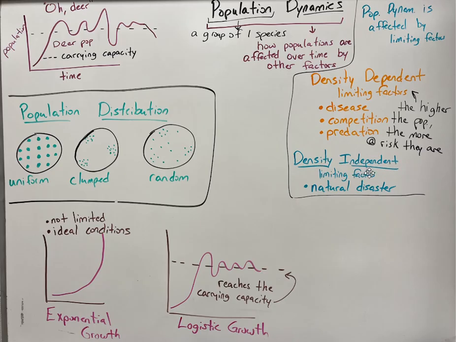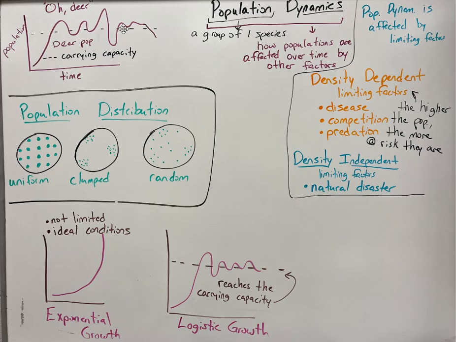there are some limiting factors that have nothing to do with how many of that species there are in the area. So for density dependent, the higher the population, the more at risk they are. For density independent, it has nothing to do with their population number. It just has to do with other events outside of them. So those are two groups of limiting factors.